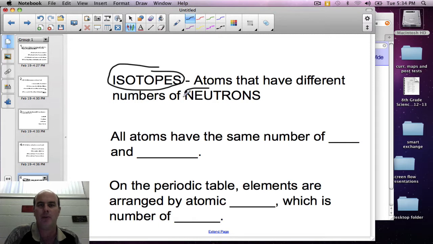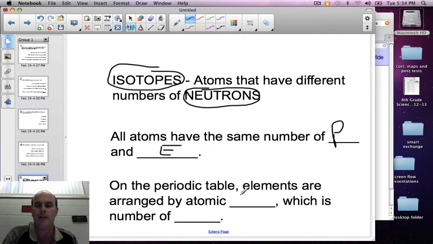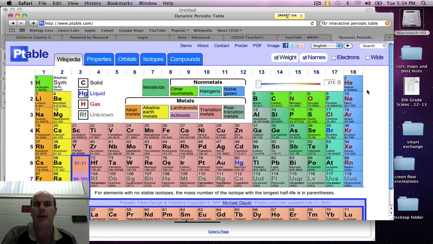If they have different numbers of neutrons, but they always have the same number of protons and, what was the other one? Electrons, okay? So all atoms of an element have the same number of protons and electrons. And another thing that's commonly missed by students is on the periodic table, elements are arranged by what's called atomic number, okay? Atomic number, which is the number of protons, okay?